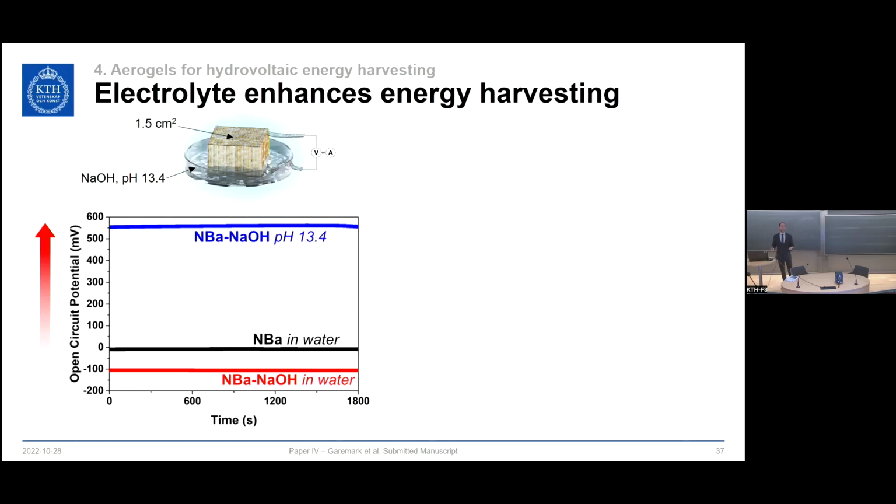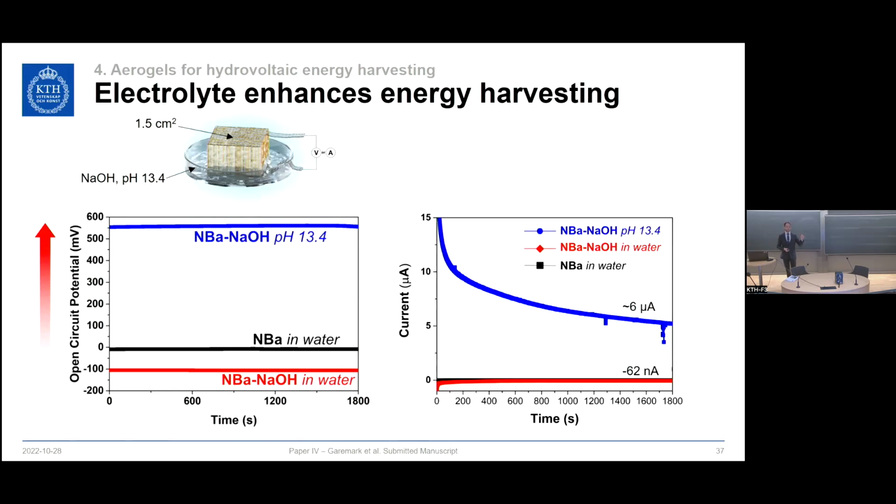And we could boost this performance, but instead of using water, we could use an electrolyte. So we increase the pH of the water bath using sodium hydroxide to pH 13.4. And then we could raise the potential up to 550 millivolts. And we also saw that the current showed a similar effect, in which we could go from the nanoamps to the microamps. And this is quite high for these type of materials.